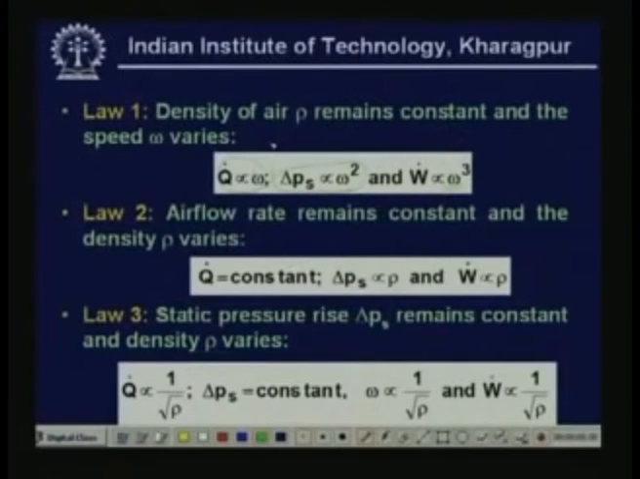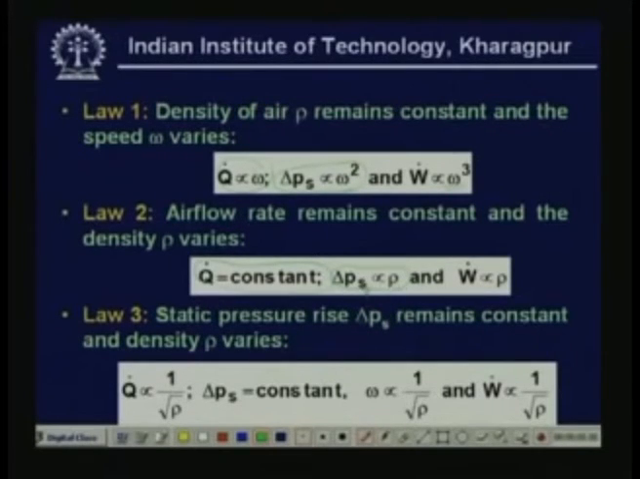Next comes fan law 2. This is valid when air flow rate remains constant and the density varies. So, this law is valid for this condition. We are keeping the air flow rate constant, but density is varied, right. So, when you keep the air flow rate constant, Q dot remains constant and density is varying. So, the static pressure rise is proportional to density. So, if the density becomes double, static pressure rise also becomes double.